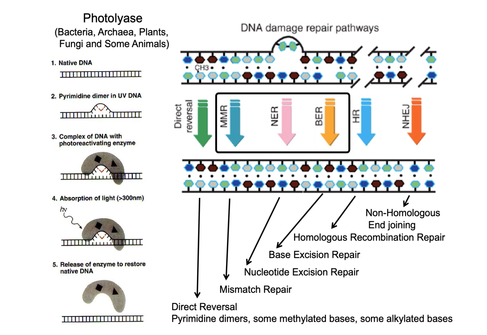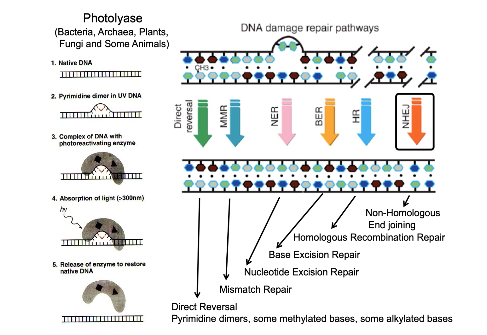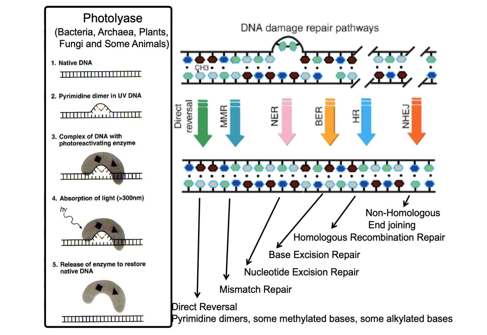And all these excision repairs require endonucleases or glycosylases to cut out the bases or cut out a number of nucleotides. Then there's homologous recombination repair and non-homologous end joining. So there are certain cases where non-homologous regions are joined together in an attempt to correct the mutation. There's also another one over here that occurs in bacteria, archaea, plants, fungi, and some animals.